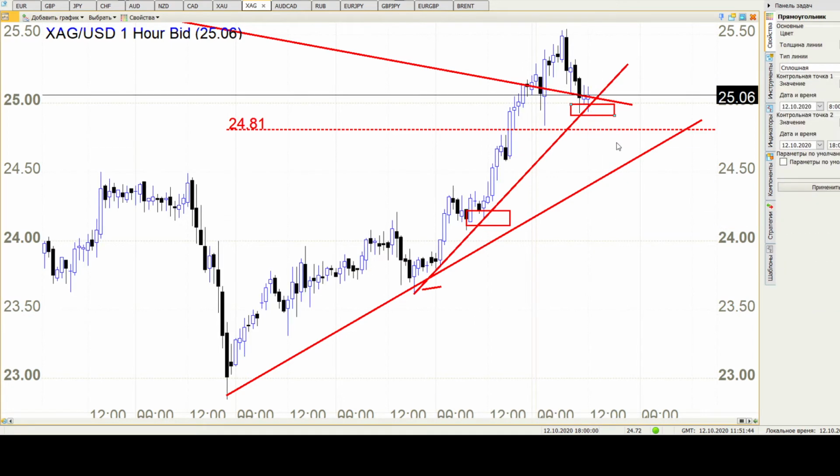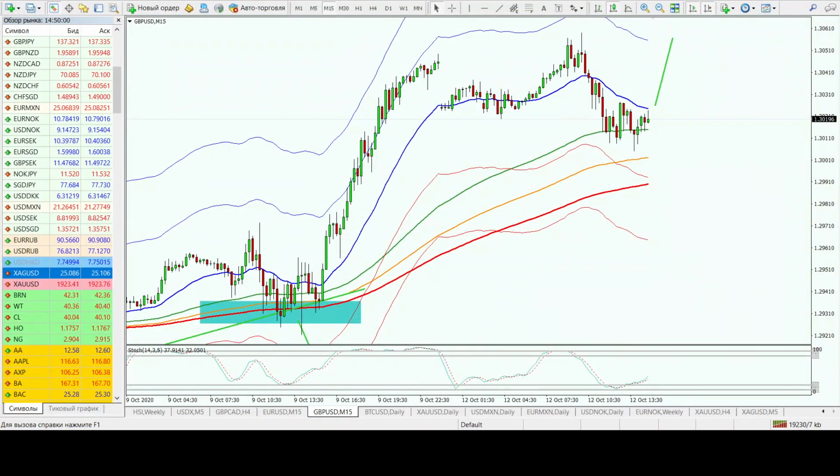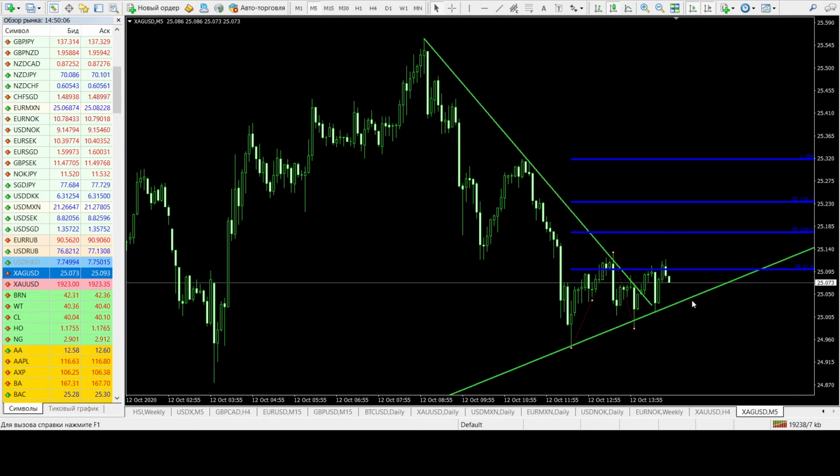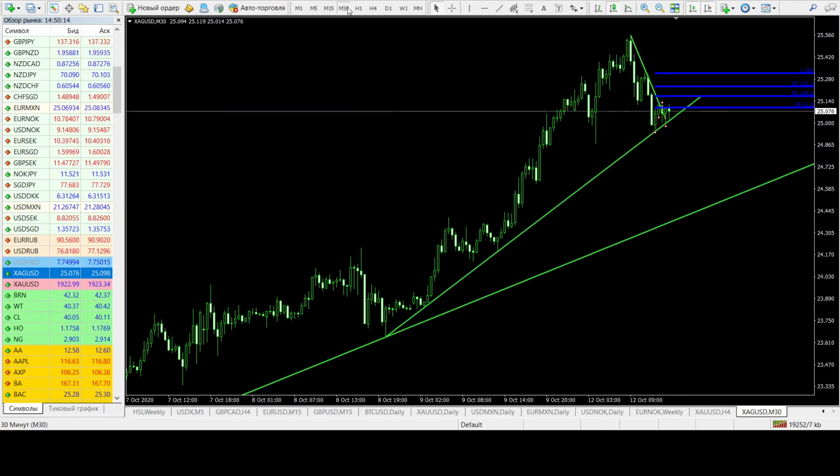Do we have to buy right now? Does it mean that we have to buy? If you want to take a good trading decision, you need to go on a lower time frame. So you go and watch silver on the 1 hour chart, on the 30 minutes chart.